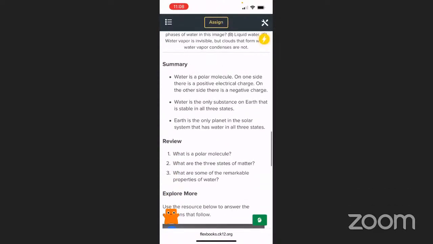Okay, so this is a summary. Water is a polar molecule. On one side, there is a positive electrical charge. On the other side, there's a negative charge. Water is the only substance on Earth that is stable in all three states. Earth is the only planet in the solar system that has water in all three states. Make sense?